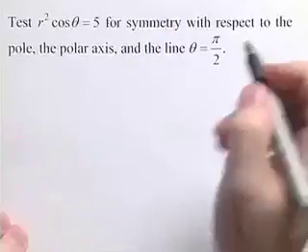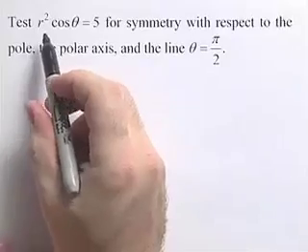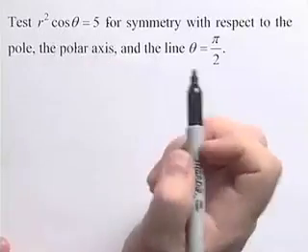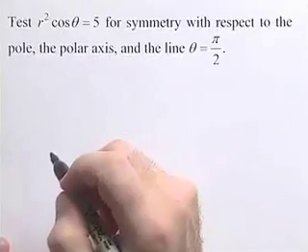For this problem, we're going to test a polar equation for symmetry with respect to the pole, the polar axis, and the line theta equals pi over 2. Testing the equation r squared cosine theta equals 5 for the three symmetries that we mentioned.